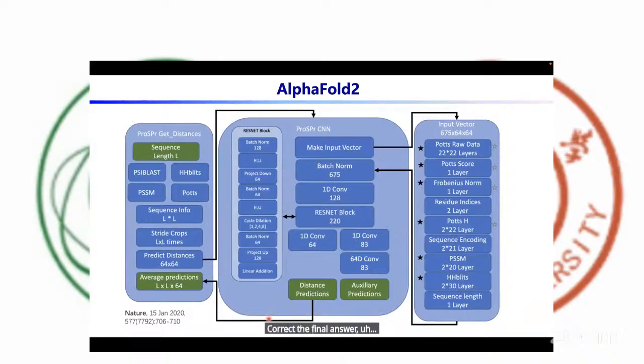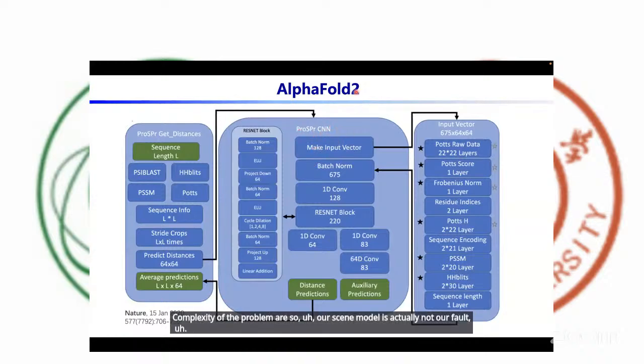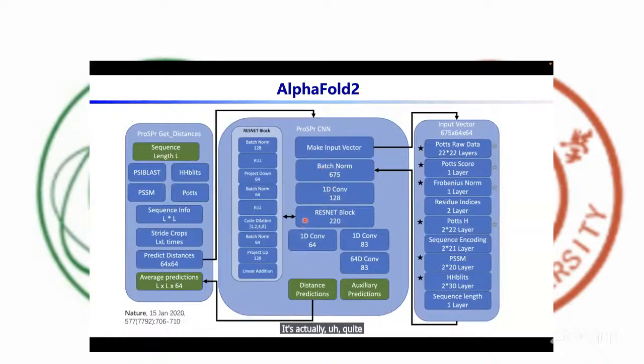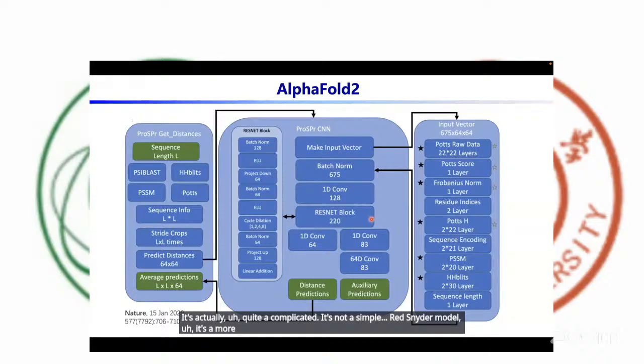Because of the complexity of the problem, the CNN model in AlphaFold 2 is actually quite complicated. It's not a simple ResNet model. It's a more complicated model. So some details are given here.